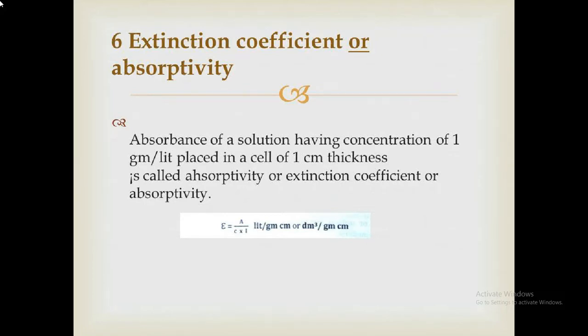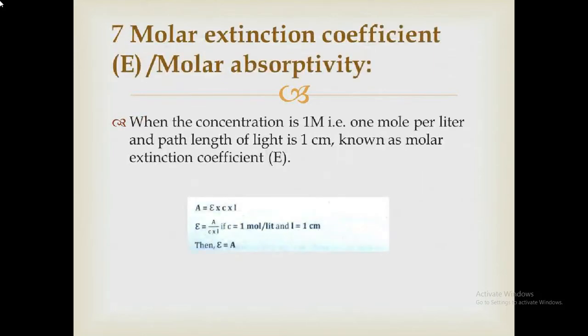It is denoted by epsilon, and the formula is epsilon equals A upon C into L, and the unit, very important, note down: liter per gram centimeter or dm cube per gram centimeter. Sometimes they can ask the units also, so be clear with extinction coefficient. Its unit is liter per gram centimeter or dm cube per gram centimeter. Our extinction coefficient is denoted by capital E.